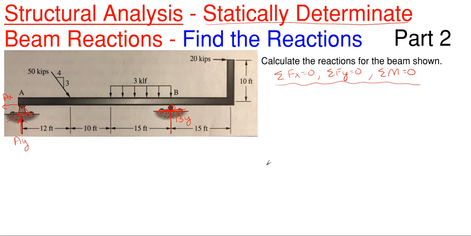Alrighty, so typically we would start with summing moments, but let's start with the easier portion, which is just finding what A sub X is. So I'm going to sum forces in the X direction equal to 0, and I have A sub X assumed to the left, so it's minus A sub X. And then I have this 50 kips, which is going to have a portion vertically and a portion acting to the right because it is coming down and to the right. So it'll be down in the vertical, right in the horizontal.